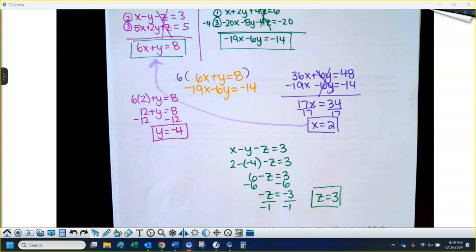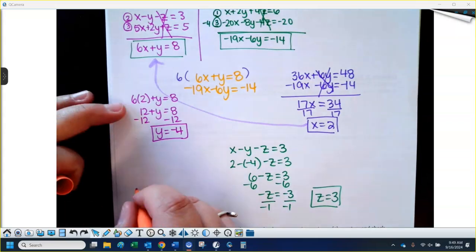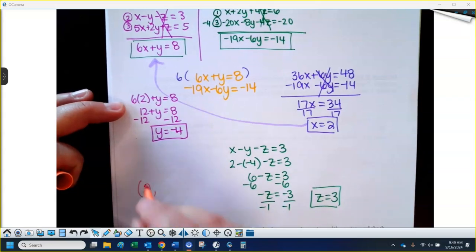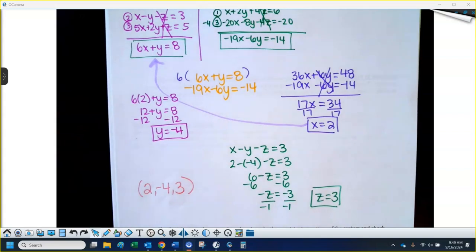Now, as long as you have all those, you're good to go. If you want to write it as the ordered triple, that just means the x-coordinate would be written first, the y would be written second, and the z would be written third. It's not terrible, but it's definitely time-consuming. Is anybody having a question?